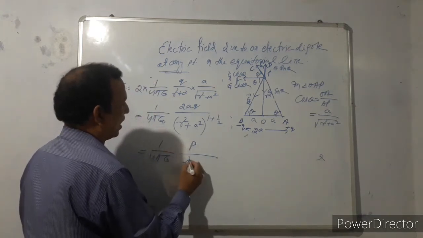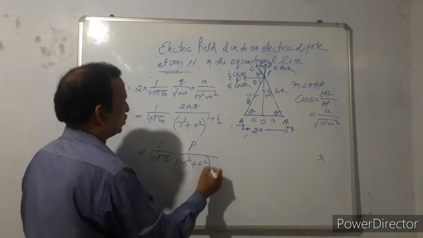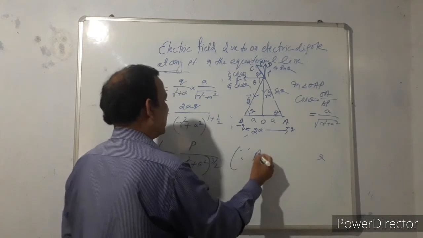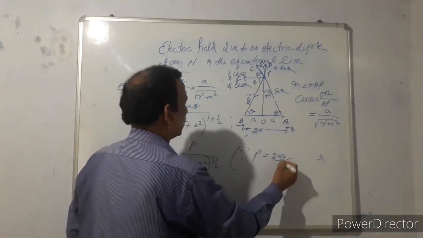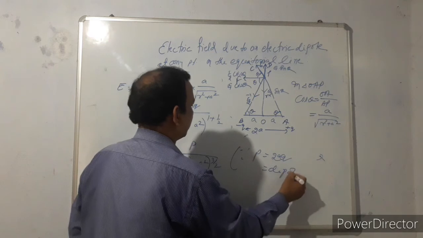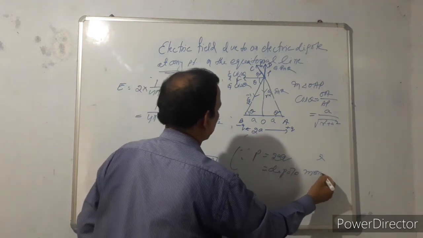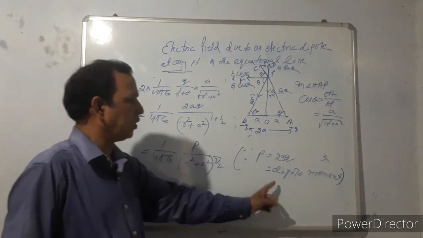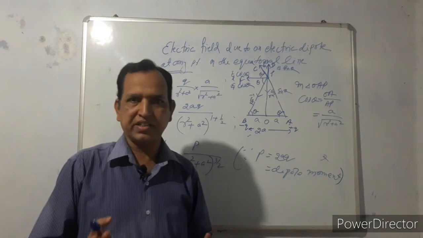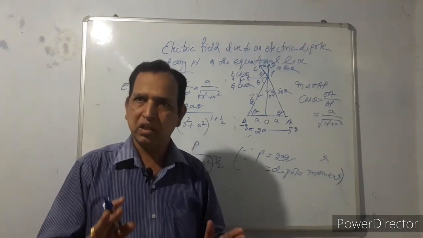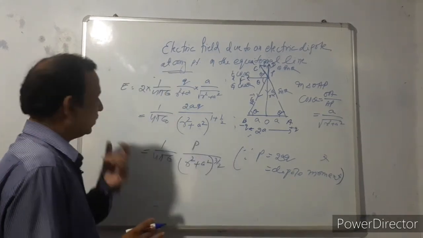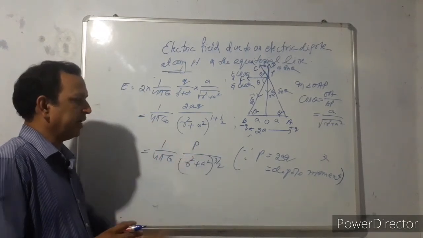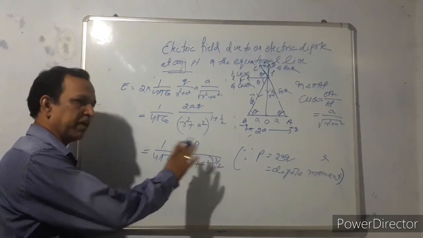Over r square plus a square to the power 3 by 2. As p is equal to 2aq, that is the dipole moment, the product of charge and dipole length. So now E is equal to 1 by 4 pi epsilon naught p by r square plus a square to the power 3 by 2.